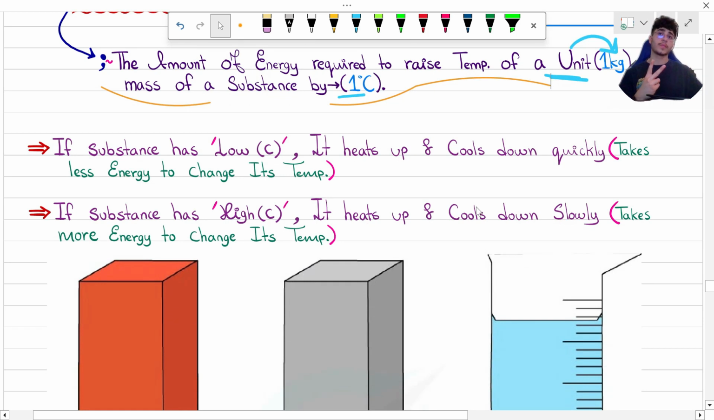Two very important rules of specific heat capacity. If a substance has low specific heat capacity, it heats up and cools down very quickly because it takes less energy to change its temperature. Why? Because we said amount of energy to raise the temperature by 1 degree Celsius. If it has low specific heat capacity, it means the amount of energy is not so much. So you can easily heat it up or cool it down. But if it has a high specific heat capacity, for sure it will take a lot of time to heat the substance up and cool it down, because the substance requires a lot of energy for it to increase or decrease by 1 degree Celsius.